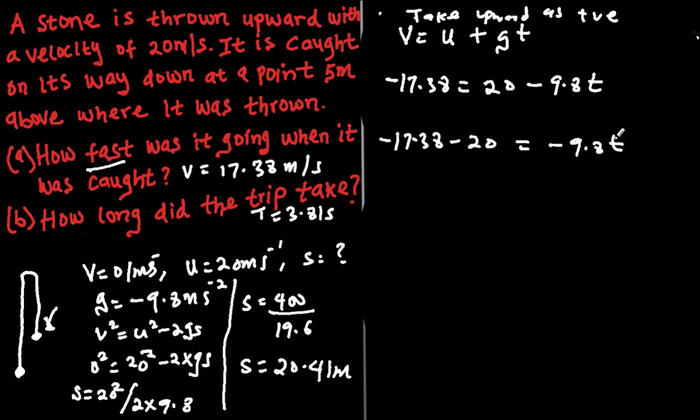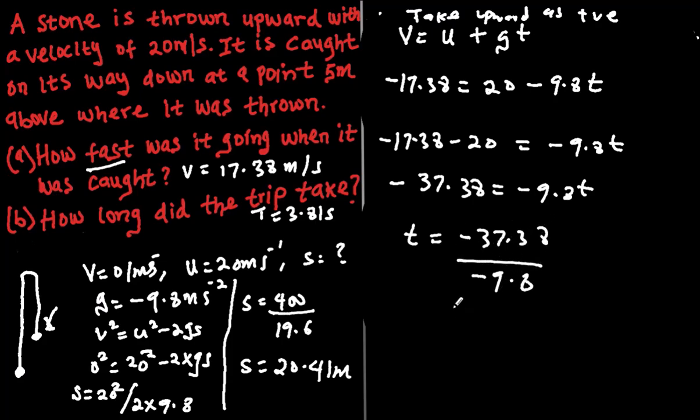So negative 17.38 minus 20 is going to give us negative 37.38 equal negative 9.8t. So divide both sides by negative 9.8. We have negative 37.38 over negative 9.8. Negative cancels negative. So time is going to equal 37.38 divided by 9.8, which is going to give us 3.81 seconds. So the time for the trip is 3.81 seconds, which is also what we got in the first method.